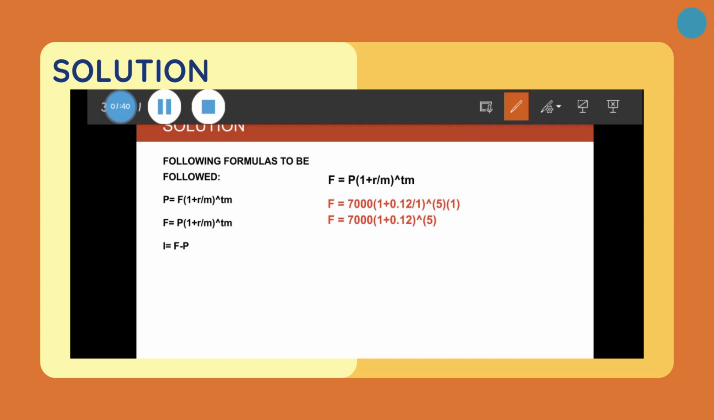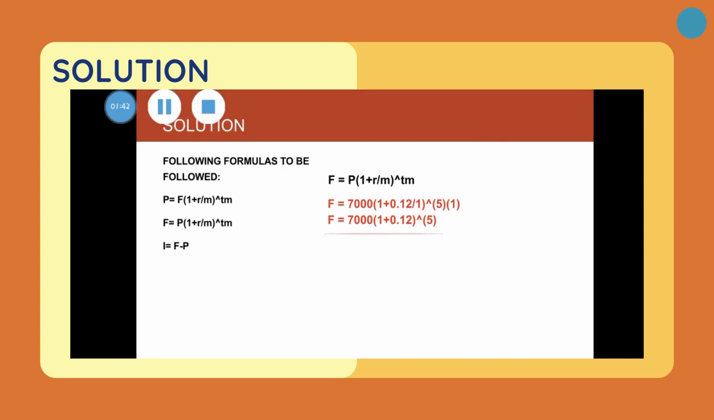Now let's proceed to our calculator and compute. Therefore, the answer we can get, the future amount or value, is 12,336.39.